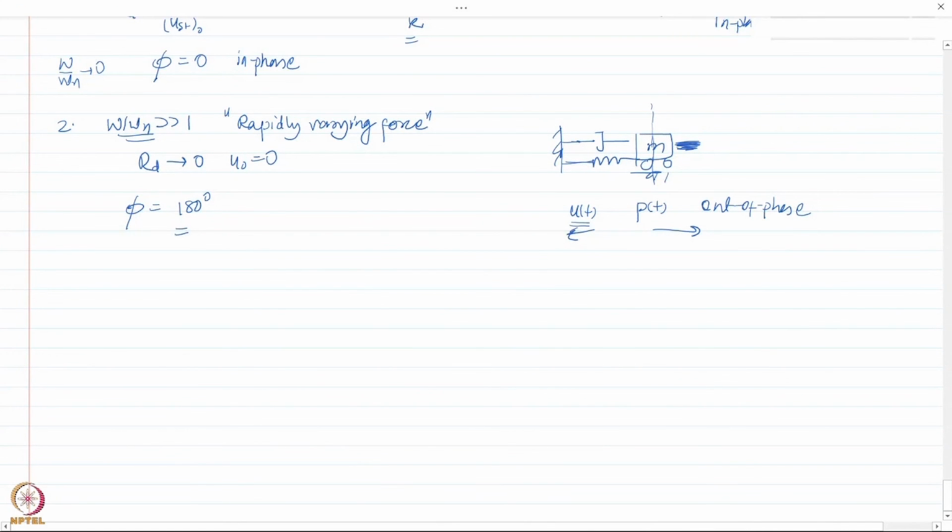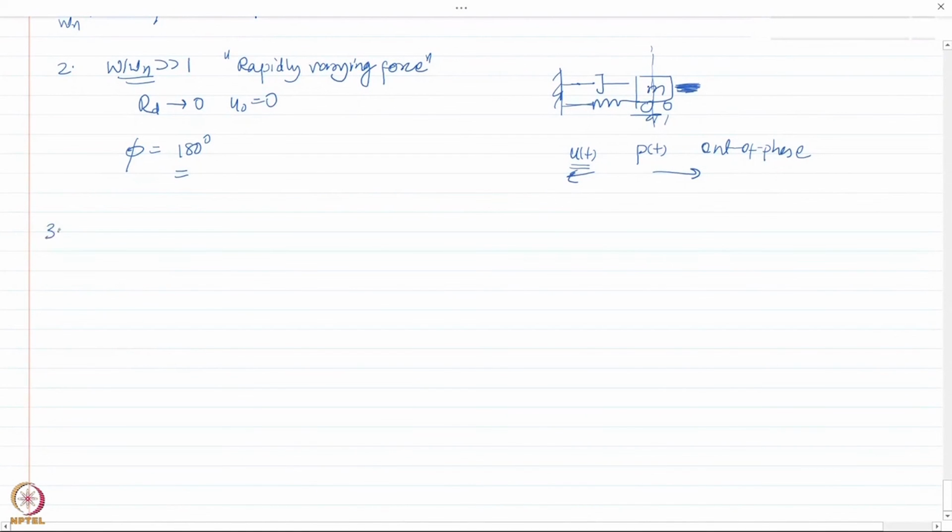All right, now let us consider another case, when omega by omega n is approximately equal to 1. Basically the forcing frequency is close to the natural frequency of the system, so we are discussing a resonance-like situation here. In this case, the value of Rd becomes 1 by 2 zeta, which is equal to u naught by u_st naught. So my peak dynamic displacement u naught is u_st naught by 2 zeta.